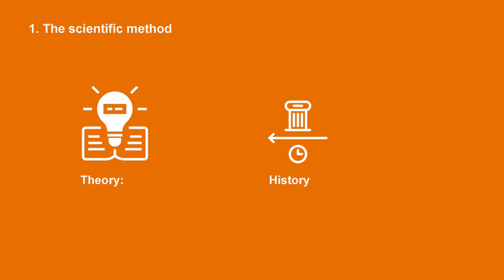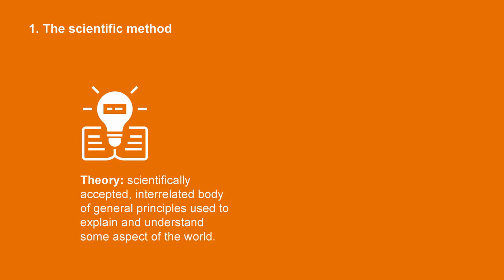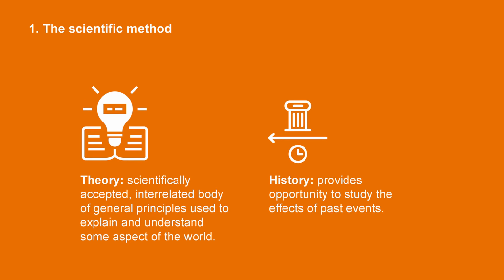This process involves the use of pre-existing data, which is provided by theory and by history. A theory is a scientifically accepted, interrelated body of general principles used to explain and understand some aspects of the world. This is essential because it shows us what we already know, what is proved to be true, and what information may help us for every question that we seek to answer. Also, history is a key source of information. This is because history provides the opportunity to study the effects of past events, that is, without the need to recreate or simulate them.